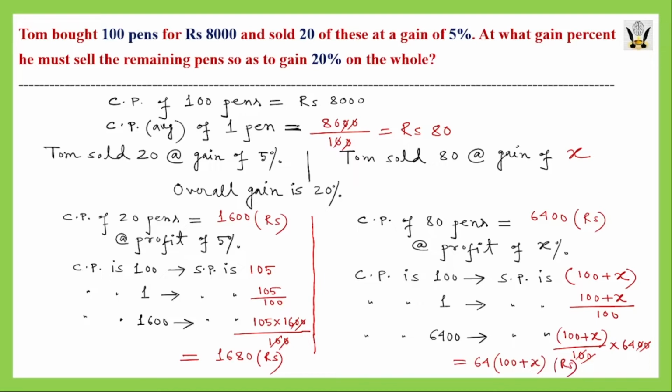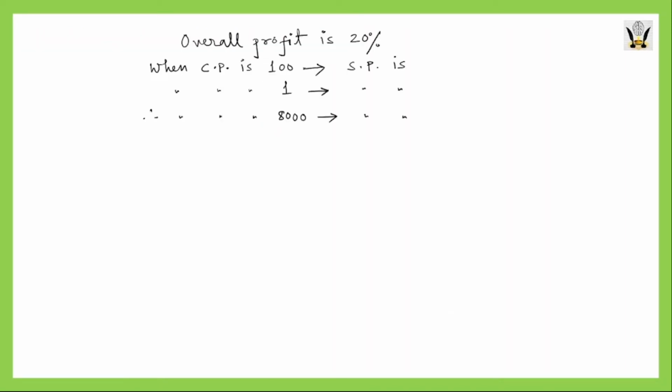Now what more information we have is that the overall gain on 100 pens will be 20%. So accordingly we have to find. So the overall profit is 20%. That means when the CP, cost price, is 100, then the selling price will be 20 more, so it will be 120 rupees. When the cost price is 1, then the selling price will be 120 divided by 100. So when the total cost price is 8000, then the total selling price of those 100 pens will be 120 multiplied by 8000 and divided by 100.